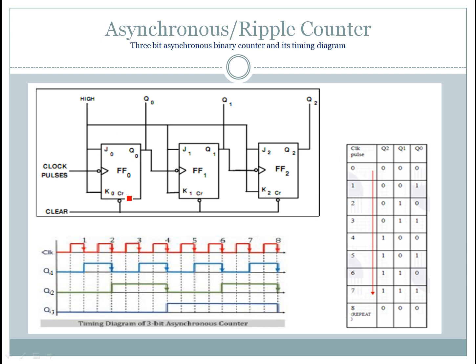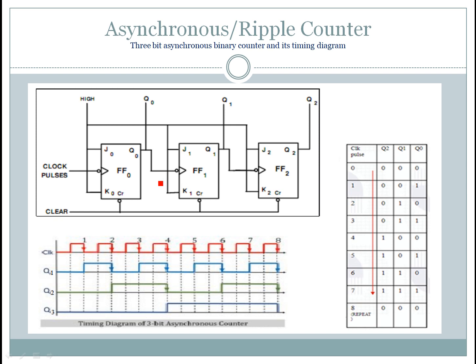So let's consider the operation of this flip-flop by considering this timing diagram. One more thing we need to observe here is that all these flip-flops are negative edge triggered flip-flops. In the previous video we discussed that if the bubble is there at the clock pin, then it is considered a negative edge triggered flip-flop. If there is no bubble, then it is a positive edge triggered flip-flop. So here I use the negative edge triggered flip-flop.